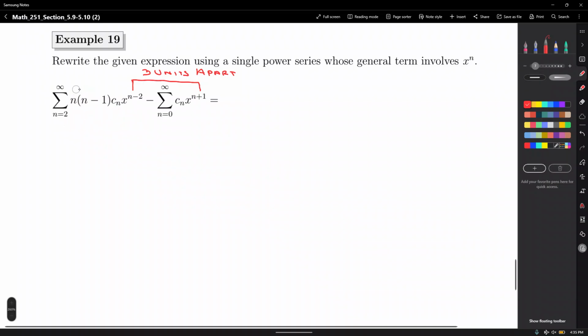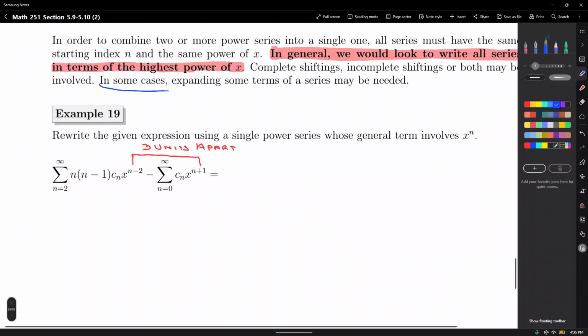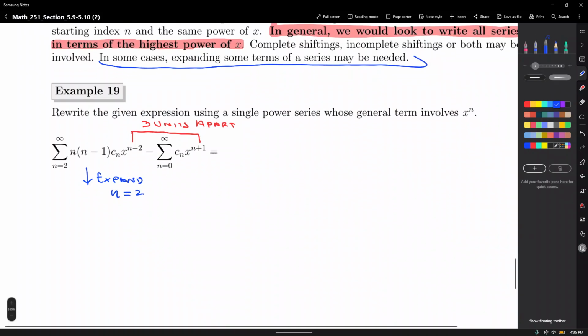Okay, so this is what we're going to do. Let me erase all of this. Like I said at the bottom over here, in some cases, expanding some terms of a series may be needed. So this is what we do. Expand n equals to 2. That is, here we go: 2 times 2 minus 1, c sub 2, x to the 2 minus 2. And then write the series, because we stripped off the first term, that is the term related to n equals to 2.